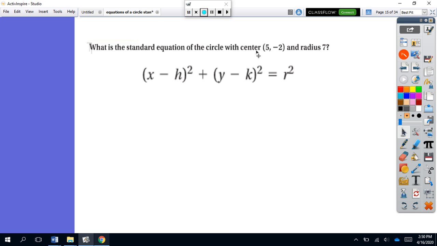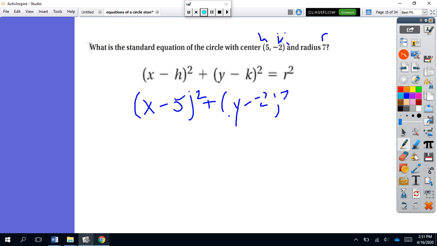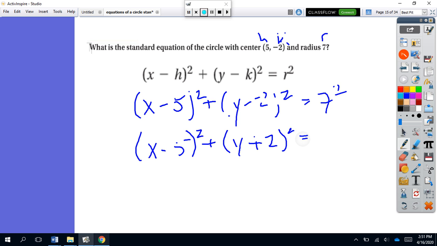So if I know the center is (5, negative 2), and the radius is 7, that tells me that h is 5, k is negative 2, and r is 7. If I just plug this in, we leave x as x minus h, which is 5 squared, plus y minus k, which is negative 2, so y minus negative 2 squared equals 7 squared. Well, I'm not going to leave it like this, because minus and negative we know becomes positive. So (x minus 5) squared plus (y plus 2) squared equals 7 squared, which is 49.